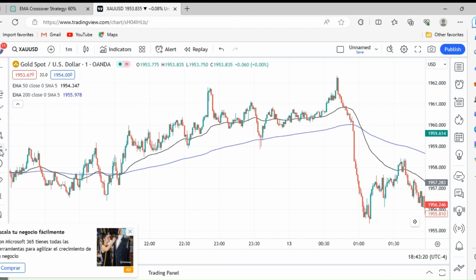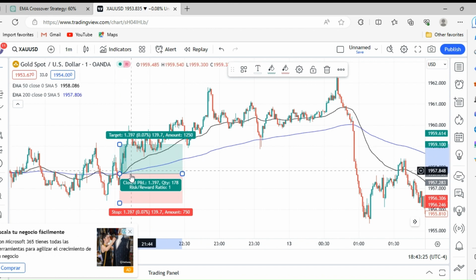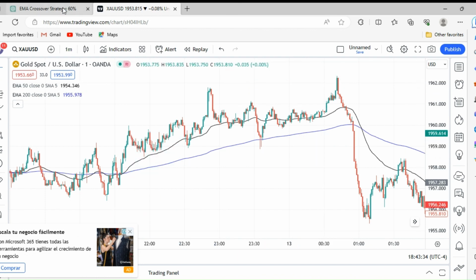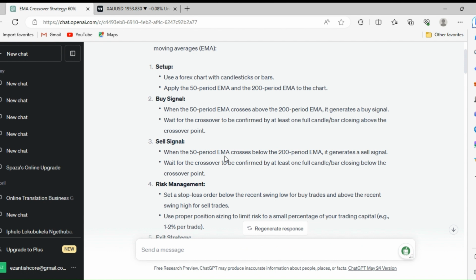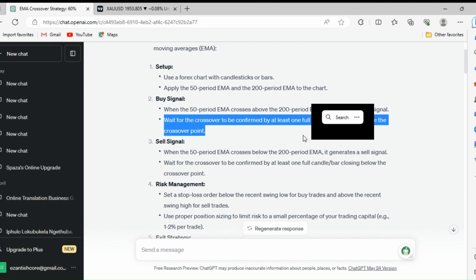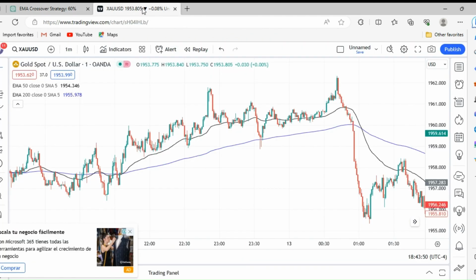So here's what we can do. From this point, the crossover point, we're looking for buy signals. So we haven't taken the trade yet. We're just looking for the buy signals for now. Let's go back. Let's look for further instructions. It says wait for the crossover to be confirmed by at least one full candle or bar closing above the crossover point. All right. So now that's how to confirm the strategy.